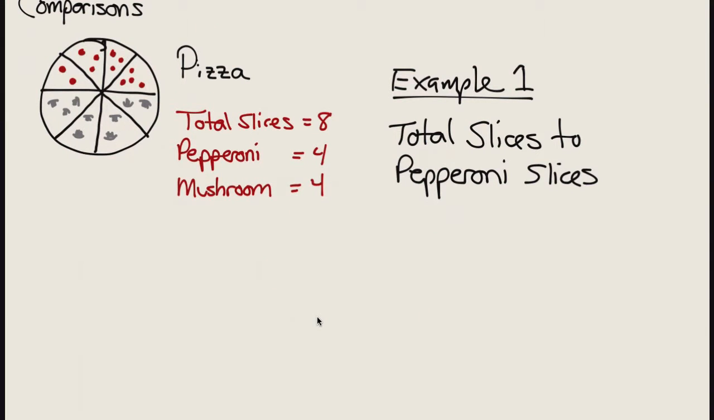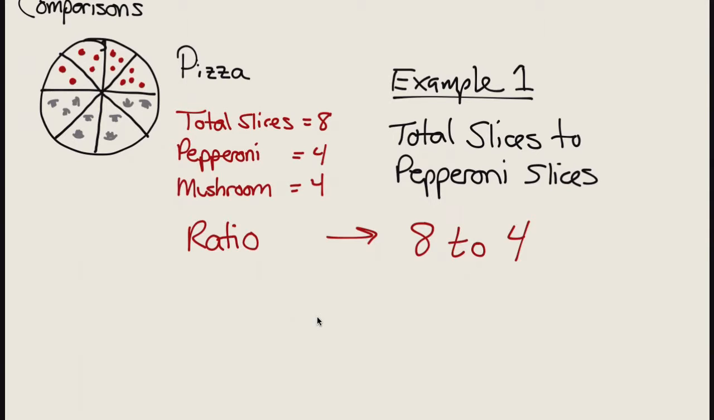So how many total slices do I have? I have 8. And I could say, well, I have 8 to how many? Pepperoni. 4. Okay. This right here is a ratio. It's a comparison of one thing to another. So I have 8 total slices to 4 pepperoni slices. But ratios can be written 3 different ways. That's the cool thing about them. They can be written 3 ways.